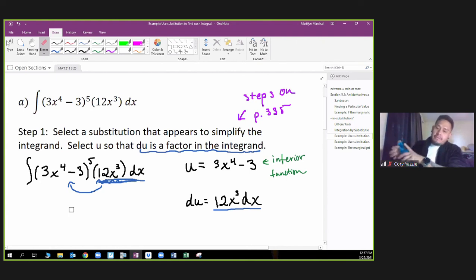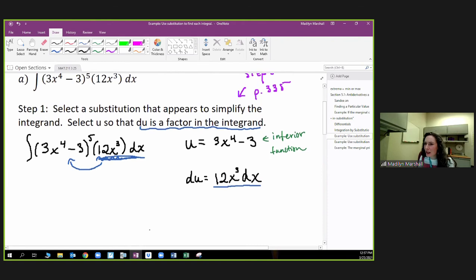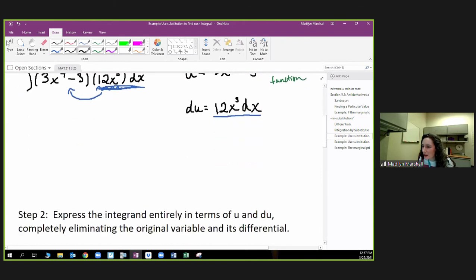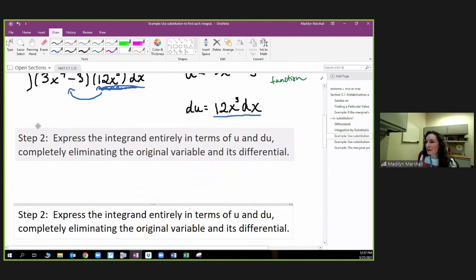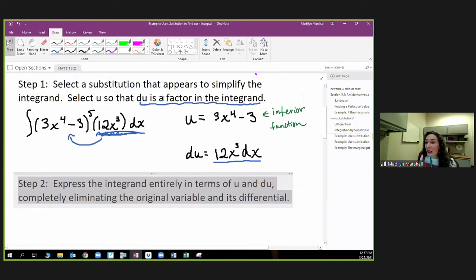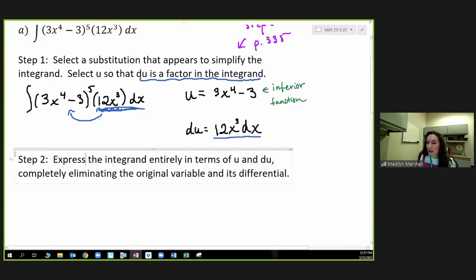So the whole point to this, so this starts off looking and feeling messy, but good things are about to happen. And let me see what step 2 is. Okay, so I don't want to get ahead of myself. So the whole point to finding that u and the du is this step 2.